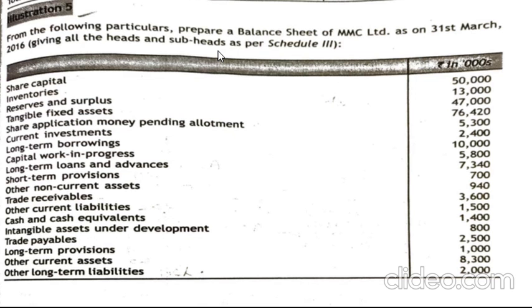We have share capital 50,000, inventories 13,000, reserves and surplus 47,000, intangible fixed asset 76,420, share application money and pending allotment 5,300, current investments 2,400, long-term borrowings 10,000, capital work in progress 5,800, short-term provisions 7,340, other current assets 700, trade receivables 940.